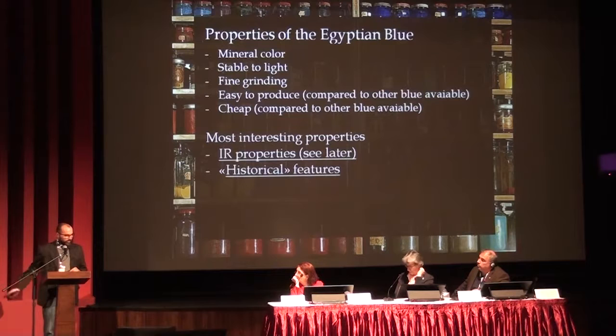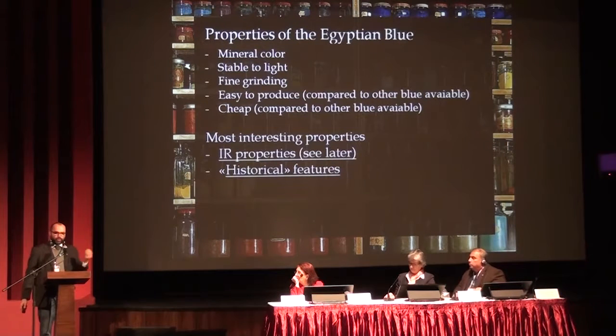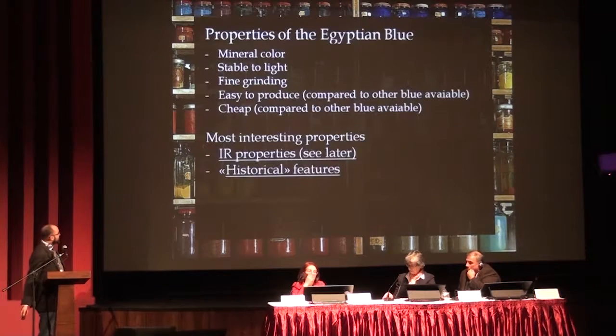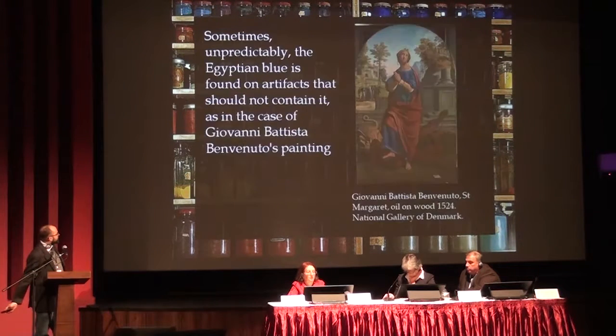So it's very useful, if we have the technology to track it, for forgery and for evaluating authenticity. The properties of Egyptian blue: it's a mineral color, very stable to light, with a fine grinding that is not the same, for example, as cobalt blue. Cobalt gives smalt, which is another kind of blue, and it's coarser. And it's easy to produce. We have these properties, and we have the historical feature we already mentioned.